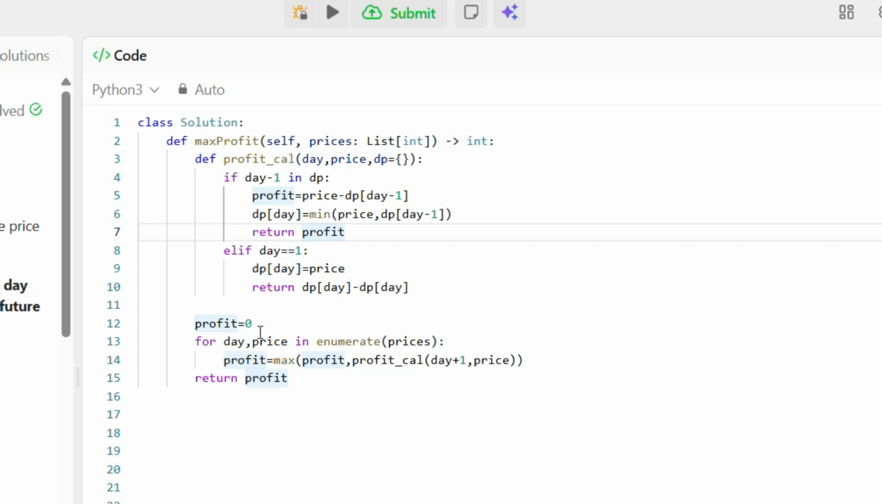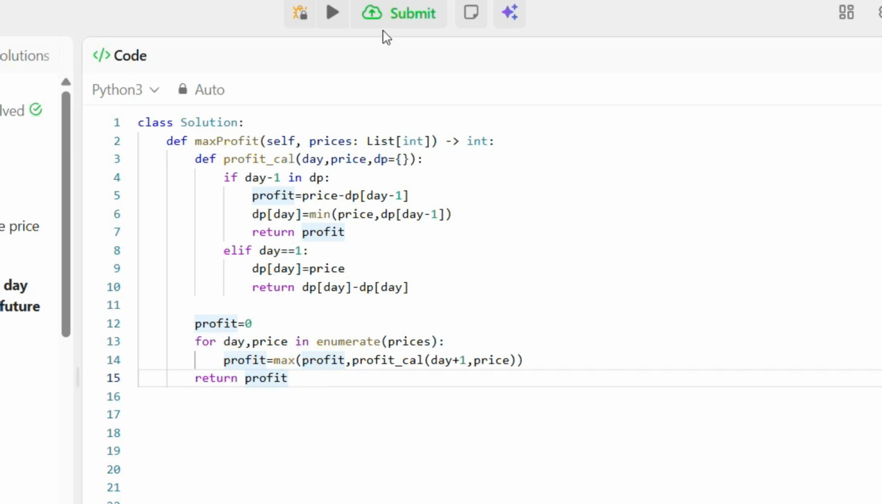So each day's profit I am calculating by this function. It is nothing but the previously stored values that I am using. And here, for day, price in enumerate of prices, I am giving day plus 1, because we don't have day 0. We try to see it as 1, and the price and profit I am getting, and the max of the value profit is 0. So the profit calculation and this one we are comparing, I am taking the max value, and I am returning the profit.